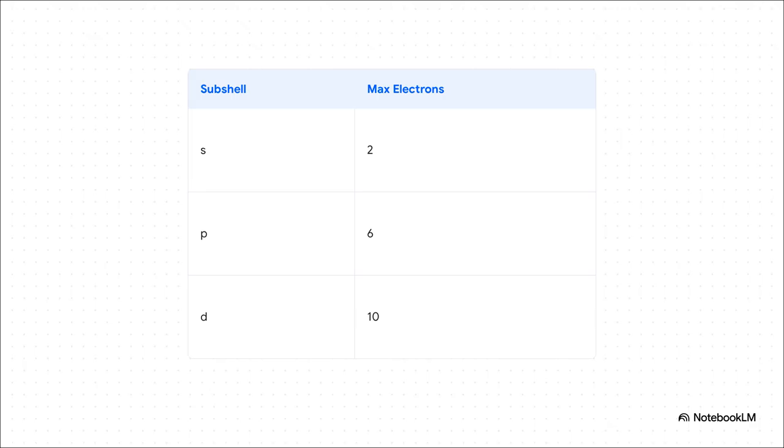A P subshell can hold 6, and a D subshell can hold 10. You have to remember these 3 numbers: 2, 6, and 10. I'm serious. These numbers are the entire reason the periodic table looks the way it does.